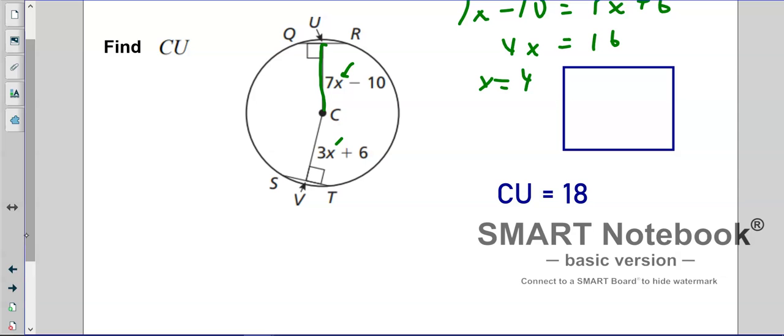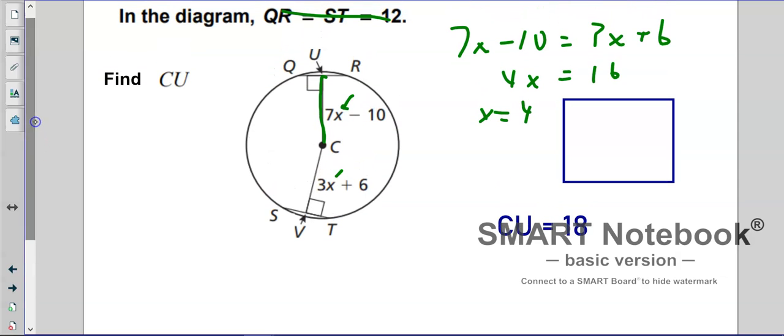Now remember, you've got to pay attention to what it's asking for, like I didn't do before. It's asking for CU, so all we had to do was find x and plug it in. If it was asking for the radius, that's when we'd have to plug in our numbers and do Pythagoras.